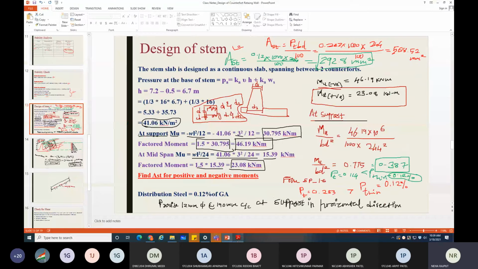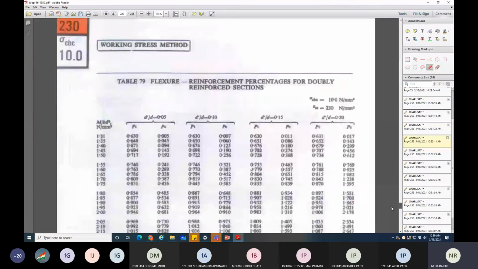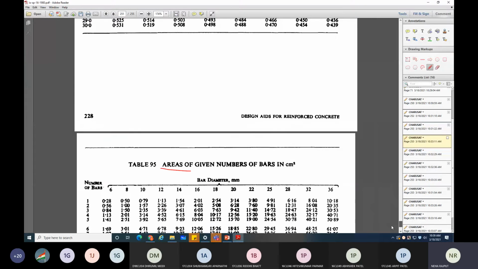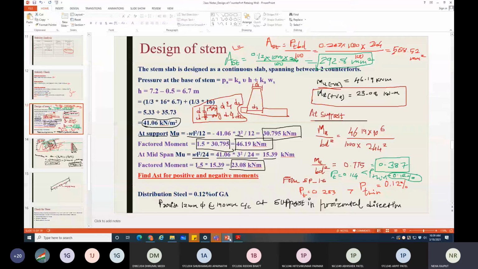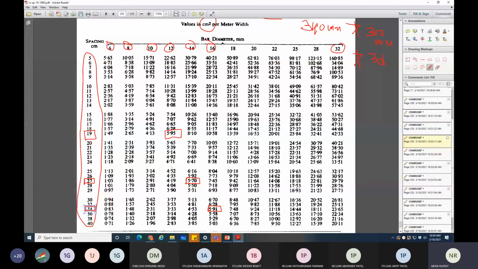Right. So again in SP16, page number 230. Page number 230, 12 mm diameter, and your area is 2.92. So for 12 mm, 2.92. Yes, now you can see over here for 2.92 this is 2.98, and for 2.98 again the spacing is more than 300 mm. So you cannot use this for your case.